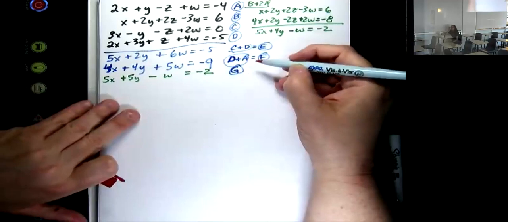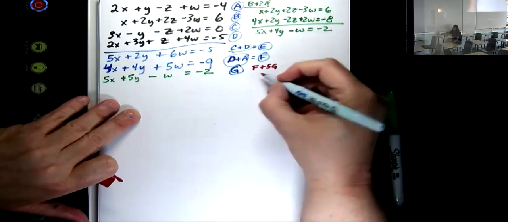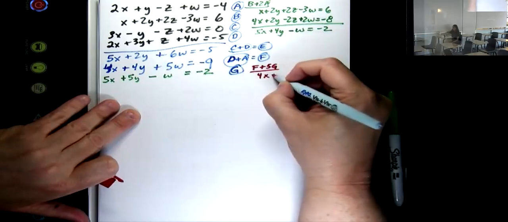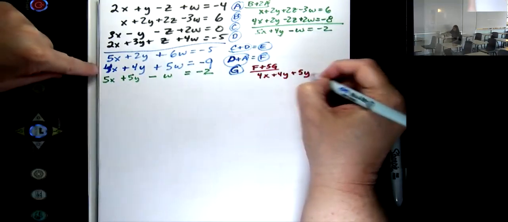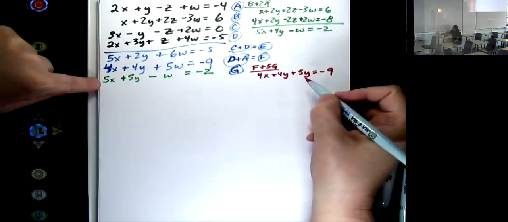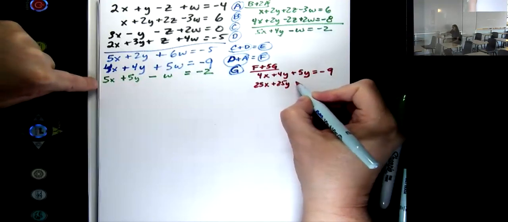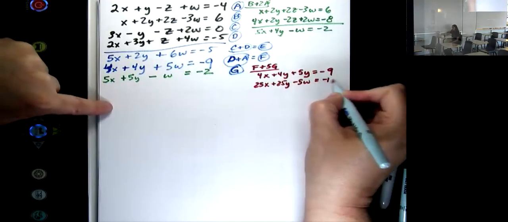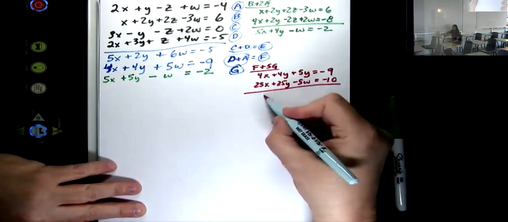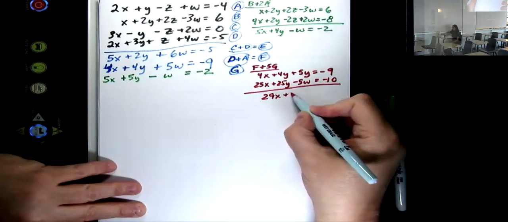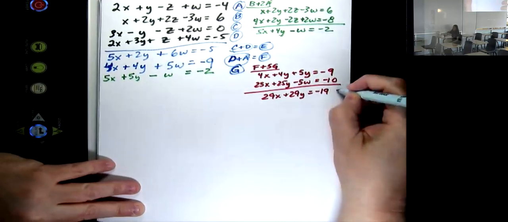If I do F plus 5G, I've got 4x plus 4y plus 5w. I'm rewriting F equals -9. And then I want 5 times G. 25x plus 25y minus 5w equals -10. And so I get 29x plus 29y equals -19. I'm going to call that H.